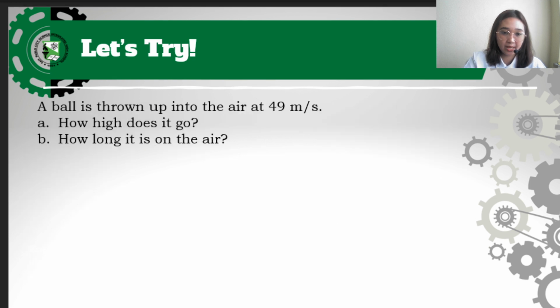Next problem. Okay? A ball is thrown up into the air at 49 meters per second. How high does it go, and how long is it in the air? So, let's again write the illustration of our problem.